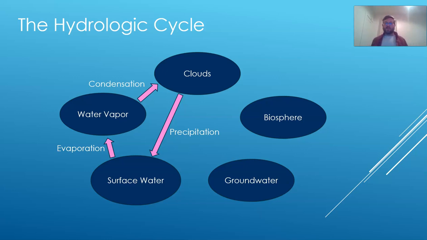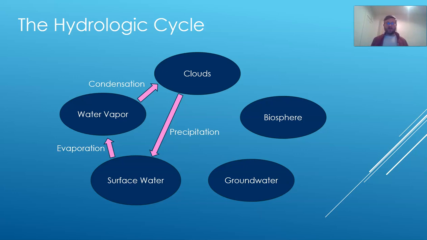Then that water vapor can undergo condensation. It can return to liquid form somewhere up in the atmosphere, and that's how we get our clouds. So that adds that water into the clouds stock. And then, of course, clouds can produce precipitation. That liquid water can fall from the clouds, land in the surface water, and go back into that stock.